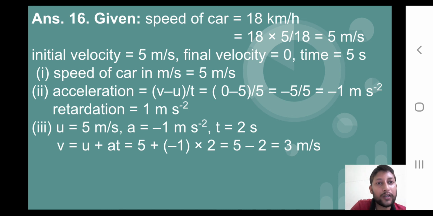Second part is acceleration, which is equal to v minus u by t, which is equal to 0 minus 5 divided by 5, which is equal to minus 5 by 5, which is equal to minus 1 meter per second square. So retardation will be 1 meter per second square. And for third part, initial velocity is 5 meter per second, acceleration is minus 1 meter per second square, and time is given as 2 seconds. We have to calculate v, which is equal to u plus at. Put the values. After calculating, you will get 3 meter per second. So the speed of car after 2 seconds will be 3 meter per second.